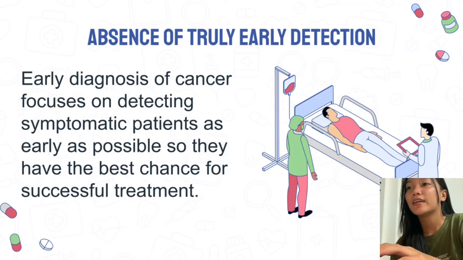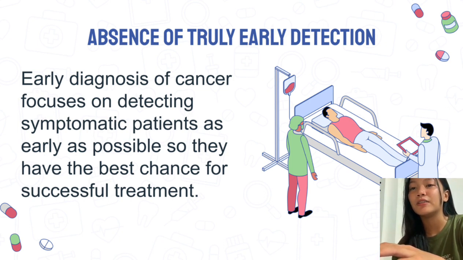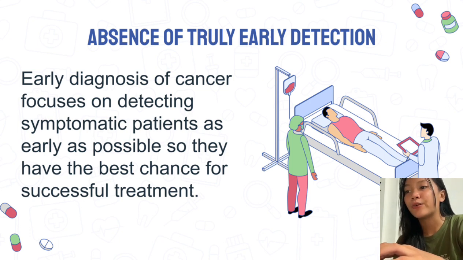Absence of really early detection. Early diagnosis of cancer focuses on detecting symptomatic patients as early as possible so they have the best chance for treatment. So when cancer care is delayed or inaccessible, there is a lower chance of survival, greater problems associated with treatment, and higher cost of care. And even though truly early detection is largely impossible, every effort at relatively early detection should be made. The smaller a cancer is when treatment begins, the better the chances of long-term survival, and hence even if a cancer has 1 billion cells when it's detected, that's still far better than a gazillion. So the absence of truly early detection also means late detection.